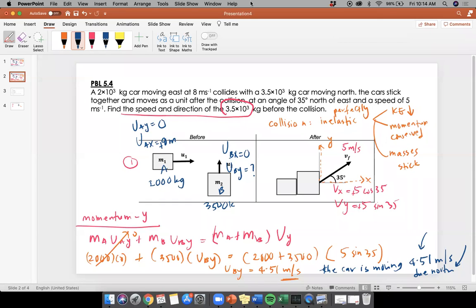Questions? Yep. How do we know that the car is moving to the north? Oh, because the question says so: the car is moving north. Right, so that's why I decided UBX is 0. It's kind of tricky, actually. The question was made wrongly, but it's okay. If we have a tricky question, we have to look at it like that.